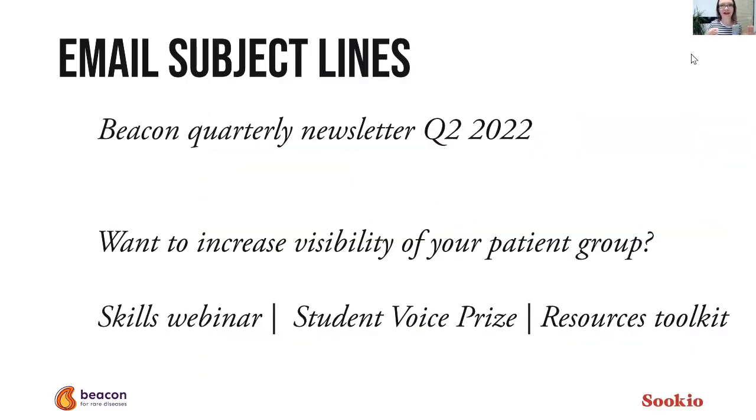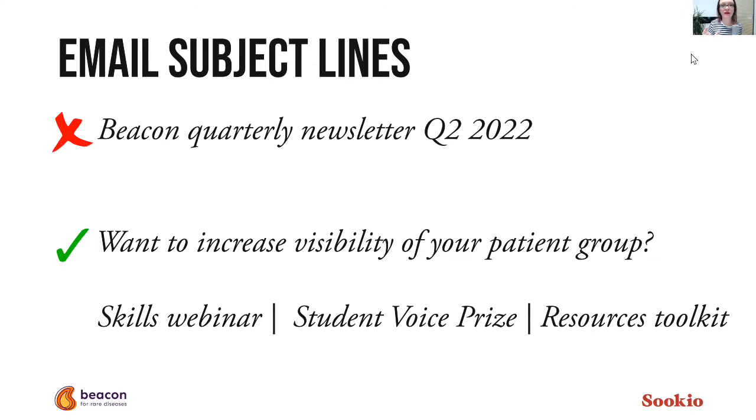Email subject lines, another classic thing that people do. And Hannah, I'm not saying that you do this with your emails, but a classic thing is to say Beacon Quarterly Newsletter, Q2, 2022. So if that popped into your inbox, you're going to be thinking, great, this is so exciting. I can't wait to click on this and open it. Whereas if you put something in it that tells you what the newsletter's about, then people are going to click on it. They're going to open it up, or they're much more likely to.